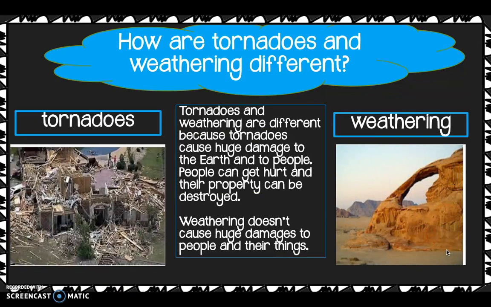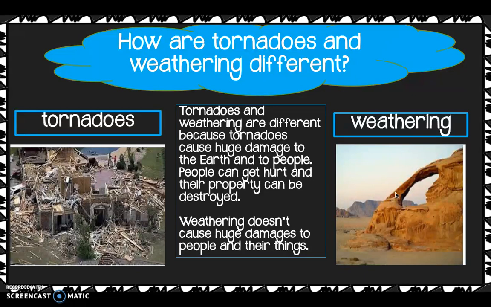Now, how are tornadoes and weathering different? I hope you said they're different because tornadoes can cause huge damage to the earth and to people. People can get hurt and their property can be destroyed, as you can see in this picture right here. But unlike tornadoes, weathering doesn't cause huge damage to people and their things. Really, as you can see in this picture, weathering just wears away bits and pieces of rock over long periods of time.